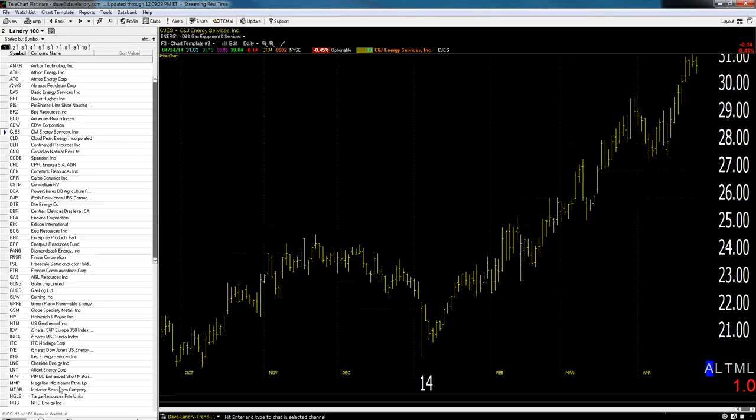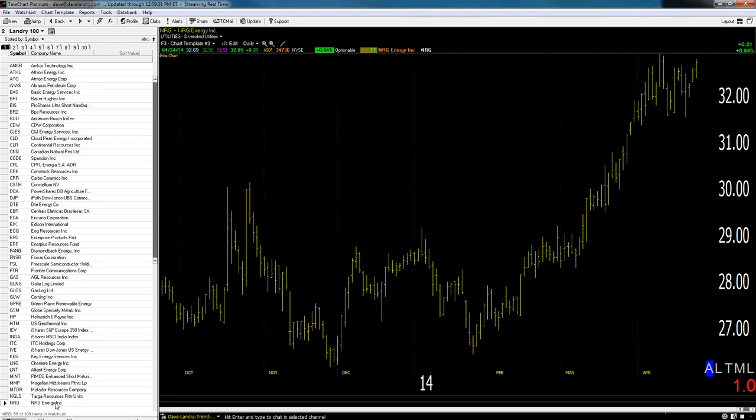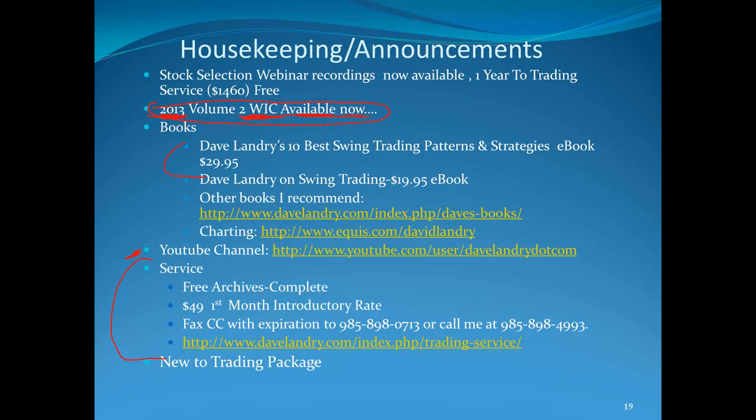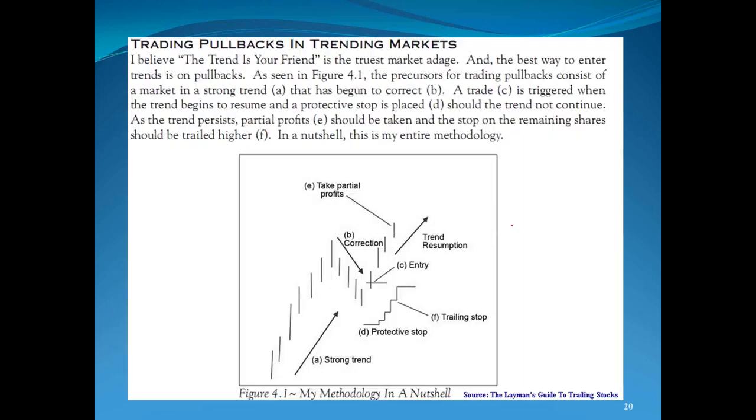Well, these are in a Landry 100, so we know they're trending, but there's one, there's one, there's another one. Okay. There's one down here, way down here. What are all these stocks doing? They're going up. Draw your arrows.